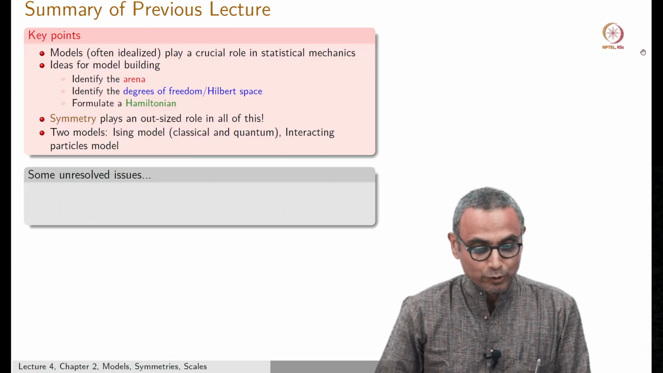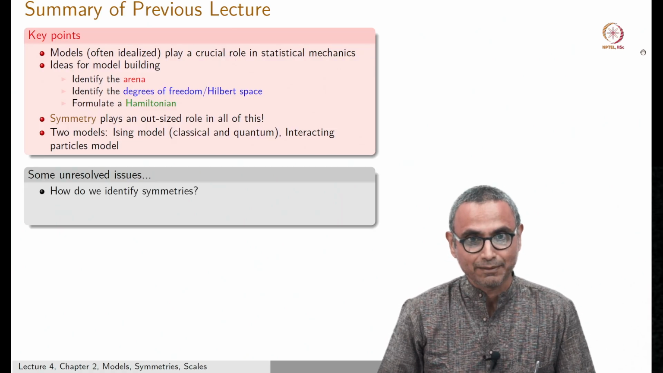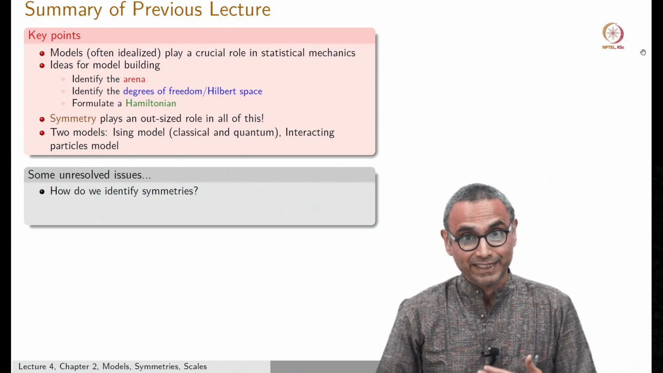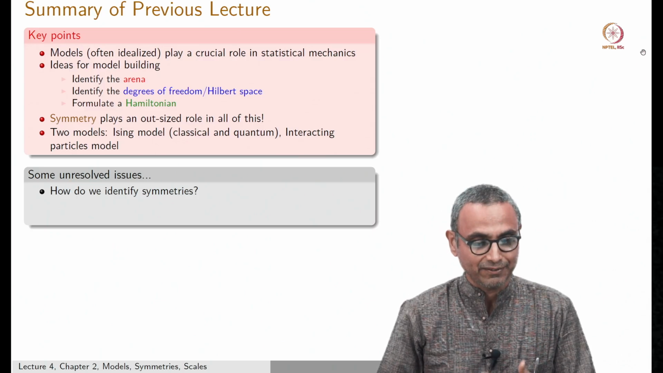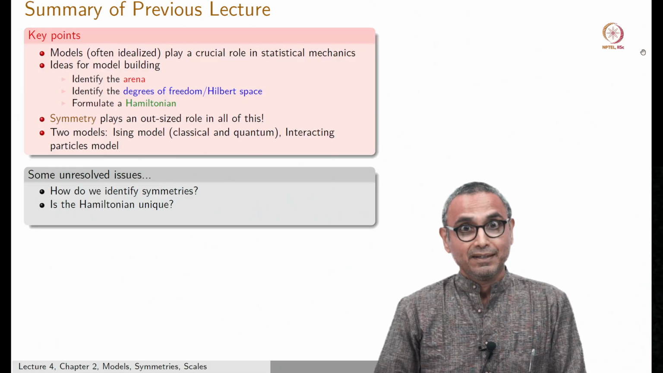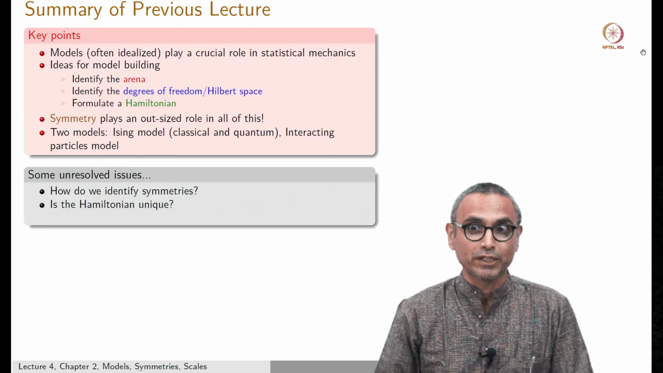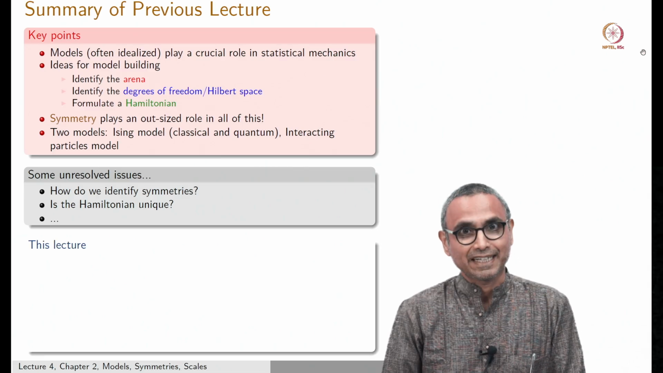And we also ran into some unresolved issues. When we talked about the Ising model, we simply imposed a Z2 symmetry. So the key question is, how do we actually identify symmetries, or what kind of symmetries do we adopt in a given problem? And then we wrote down a certain Hamiltonian. Then you can always ask the question, is the Hamiltonian unique? Can we write different Hamiltonians? So these are some of the questions that came up.